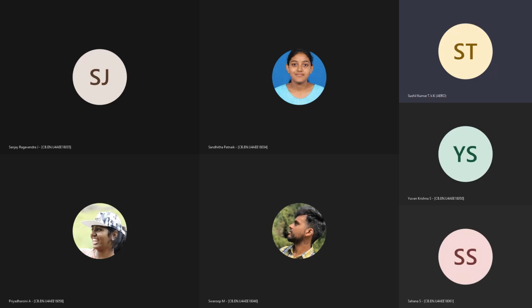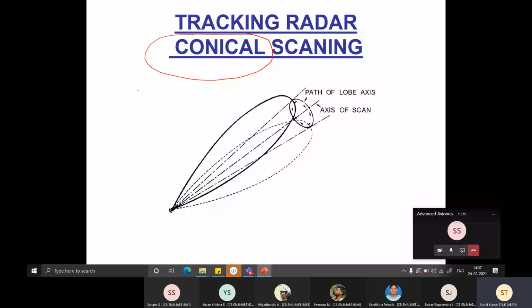Generally, when you talk about search radar, you imagine some antenna like this, some half-cut parabola, and then around the axis it keeps rotating. So this is a sort of picture you get for a search radar.